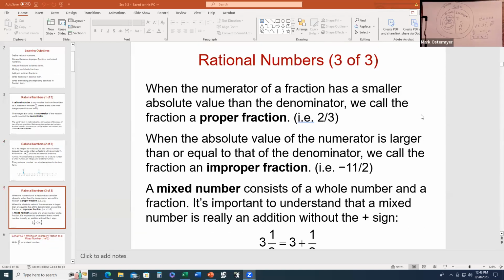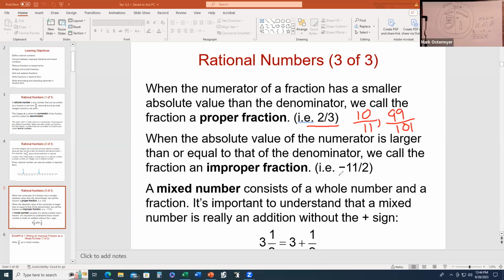All right. When the numerator of a fraction has a smaller absolute value than the denominator, basically, when the numerator is smaller than the denominator, we call the fraction a proper fraction. So an example of a proper fraction would be 2/3, because the numerator is less than the denominator. 10/11ths would be a proper fraction. 99/101 would be a proper fraction.